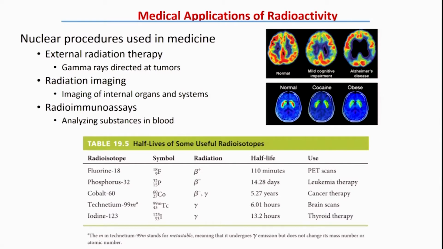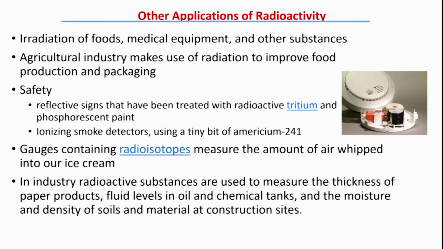Just being able to image things is very helpful to make a good diagnosis. So imaging is useful, using nuclear isotopes for that. Analyzing things in your blood, and you can see here is a whole list of various radioisotopes that are used and some of their uses. So you can see things like PET scans and cancer therapy, brain scans, the iodine-123 we mentioned earlier with thyroid therapy as well.